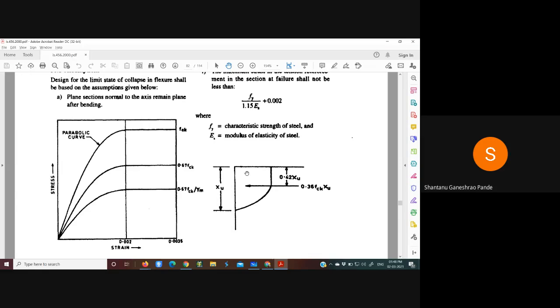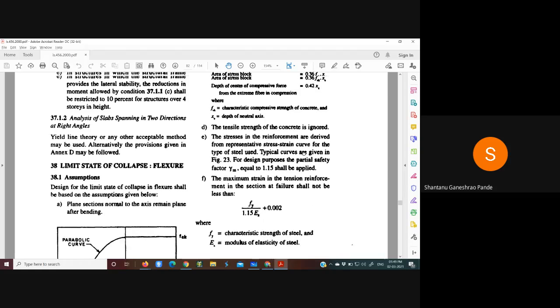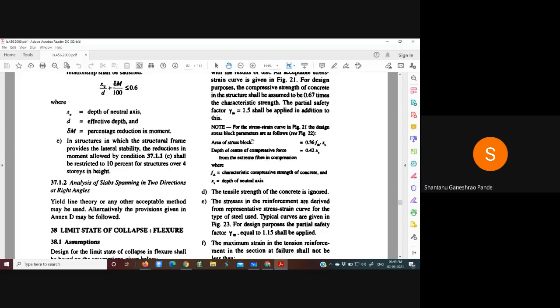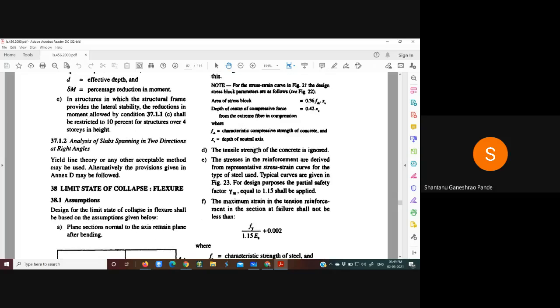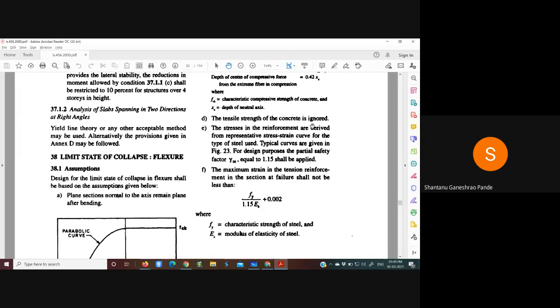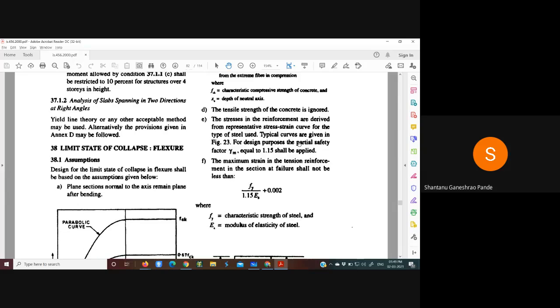Now this is a combination of rectangle and parabolic. Up to this level, that is up to 0.42 XU, this shape remains rectangular and thereafter it follows a parabolic path. So the same thing is mentioned here. Now this value of partial safety factor is given here as 1.5. Then next, the tensile strength of concrete is ignored. That is, the entire tension is taken care of by steel only or reinforcement only. This is same as in case of WSM.